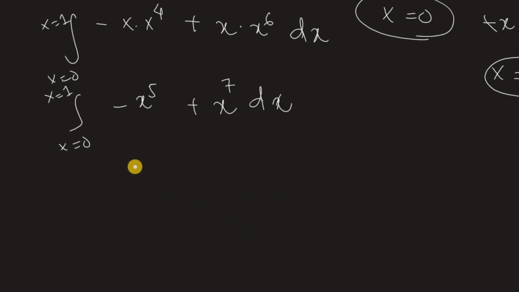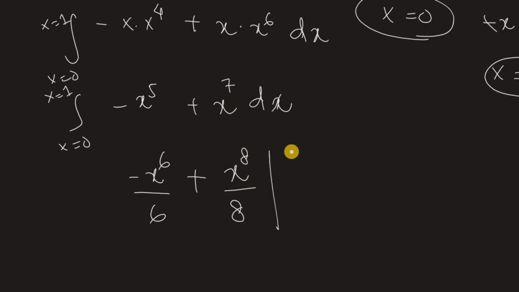Okay, now this is really simple. That's one variable calculus. So negative 1 over 5, sorry, negative 1 over 6. I'm sorry, I'm just going too fast. Okay, so since we're taking the integral with respect to x, that's going to be only plus 1 to the exponent and divided by the new exponent. And then we have plus 1 over 8. And then we're going to plug in 1 and 0 in here.